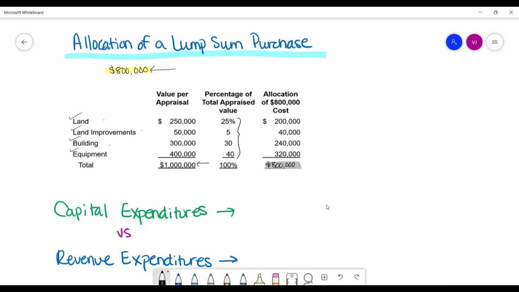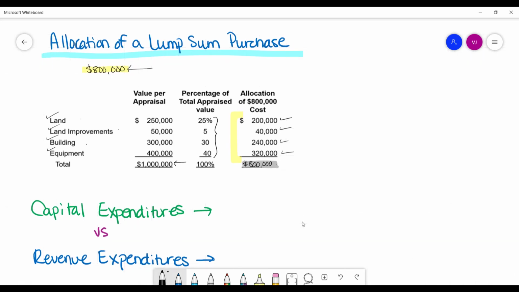So 25% of $800,000 is $200,000. 5% of $800,000 is $40,000, and so on and so forth. And we can see here after we allocate them using those percentages, we get to the $800,000 total here. So once you determine what each of these assets cost, that it was allocated based on the appraised value and the percentage of the total, this is what that journal entry would look like.